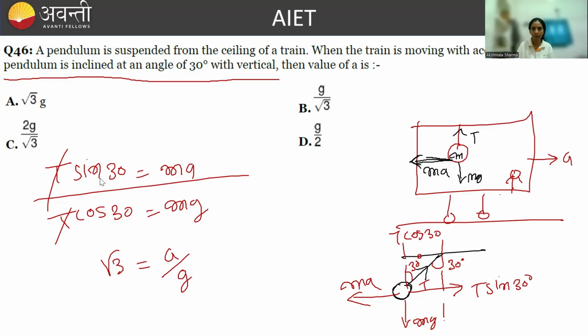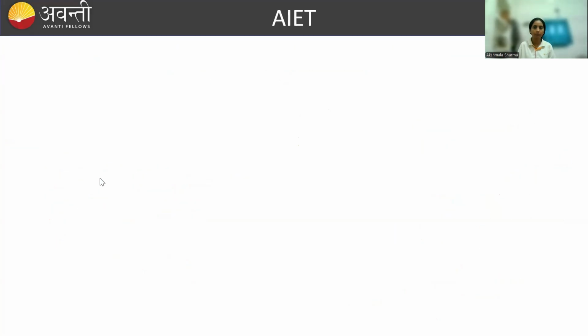Okay, let me check the answer first. सॉरी एक्चुअली यहाँ पे मैंने tan 30 को क्या लिखा? tan 30 is not root 3, that is 1 by root 3. I'm sorry, really sorry. A is equal to g by root 3. So correct answer will be your B. ठीक है? Answer is your B.